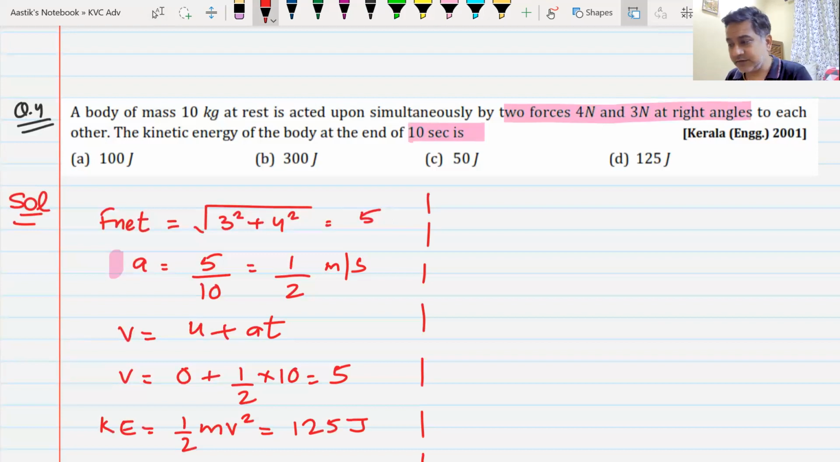You could have done it a different way, using the work energy theorem. You could have calculated the displacement and then multiplied it by the force. That also gives you the work done. That work done is the change in kinetic energy. Do you understand this? Yes or no? Yes, sir. Okay, I'll give you 2 minutes to note this down.